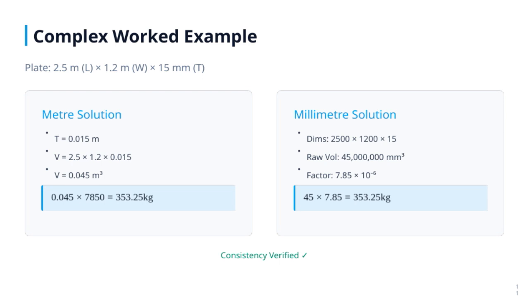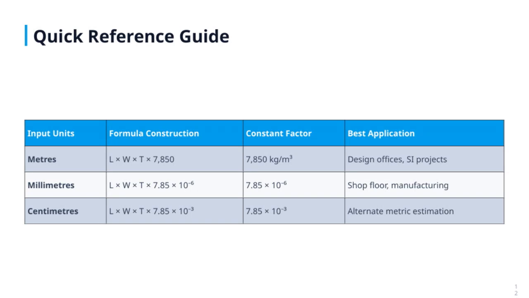Finally, the overall dimensions of the plate are 2.5 meters long, 1.2 meters wide, and 15 millimeters thick. This example illustrates the complex calculations involved in translating raw volume data into practical measurements, ensuring consistency throughout the process. Now, let's take a closer look at this quick reference table, which summarizes how we can estimate the weight of different materials based on their input units.